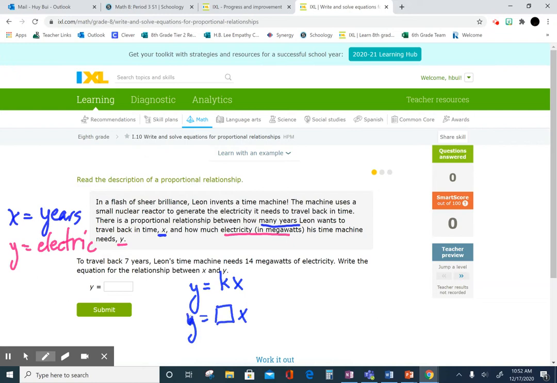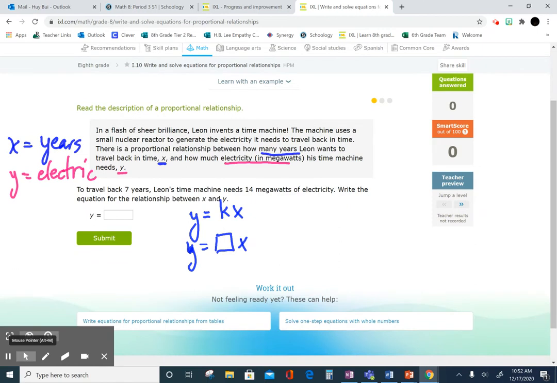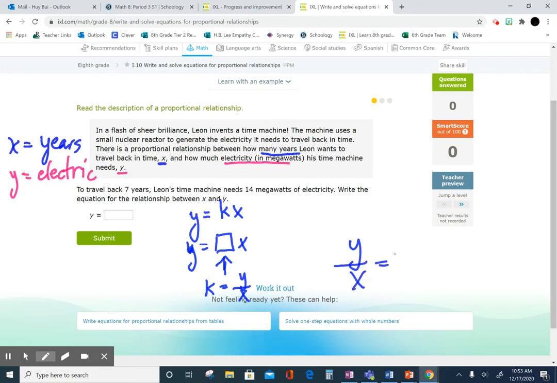All right, this is like I3 or something. So if we remember that number, I'm going to need a little bit more space, so I'm going to move that down. That number that goes in there is our k value, and k equals y over x. So let's find what that equals. y over x. And remember, y is our electricity. So here y is 14 megawatts. Let's put 14.